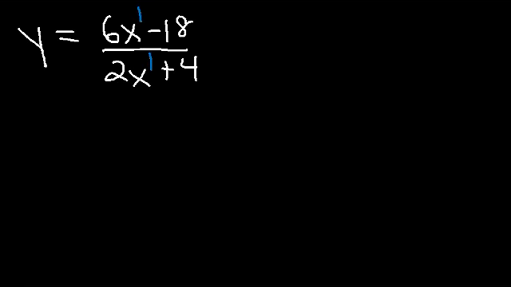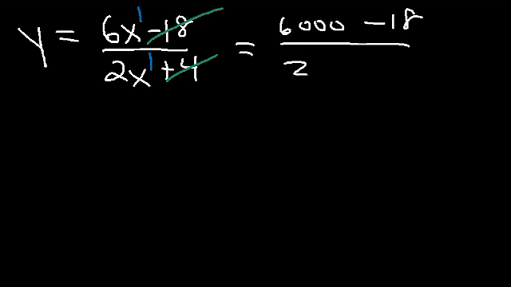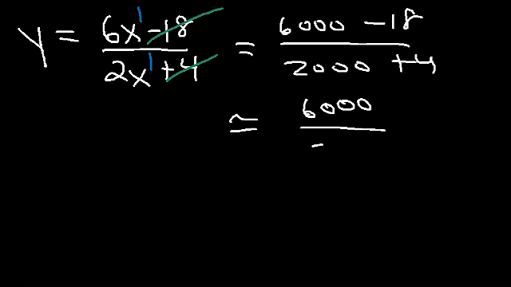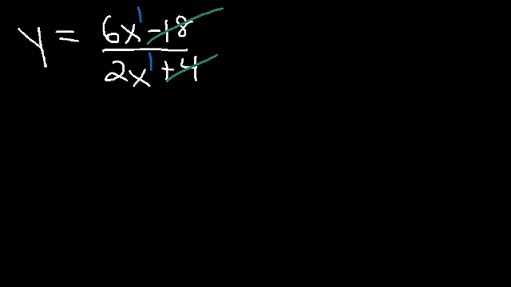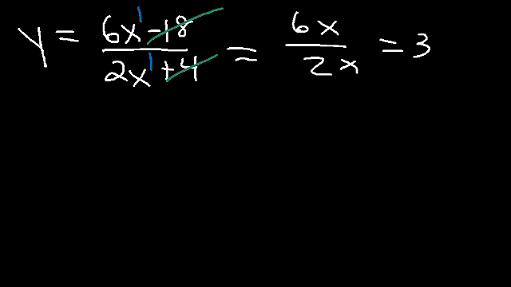Whenever you see that, to find the horizontal asymptote, ignore the 18 and the 4. Because when x approaches infinity, the 18 and 4 are insignificant. If you plug in 1,000 for x, it's going to be 6,000 minus 18 divided by 2,000 plus 4, which is approximately 6,000 over 2,000, which is approximately 3. So to quickly find the horizontal asymptote, it's just going to be 6x divided by 2x, which is 3.